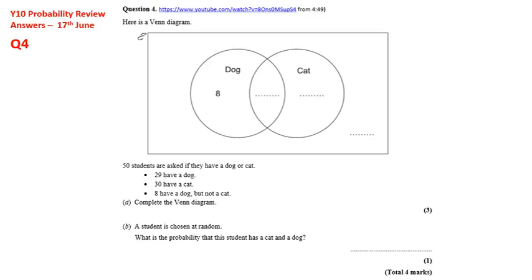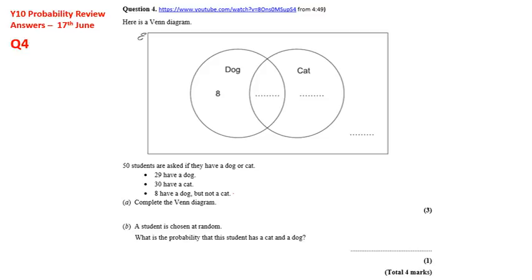In question 4, we've got a partially filled Venn diagram. 50 students are asked if they have a dog or a cat. 29 have a dog, 30 have a cat, 8 have a dog but not a cat. So to complete the diagram, first of all, have a look. We've got an 8 in here already, and that is where it says dogs. They've got a dog but not a cat. So that is this information here. 8 have a dog but not a cat, already shown.